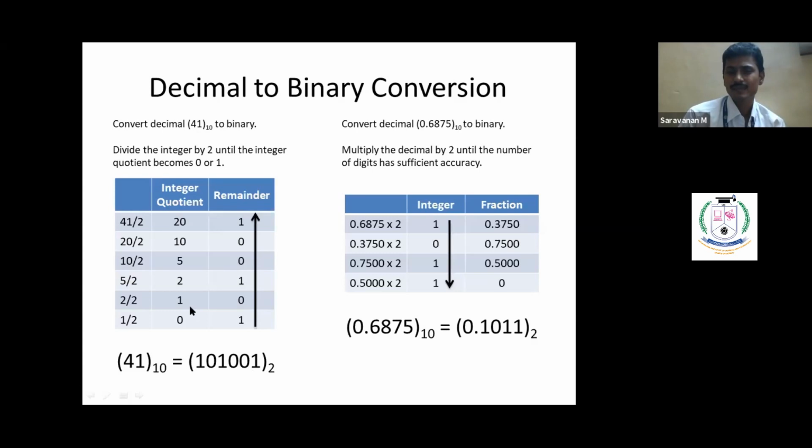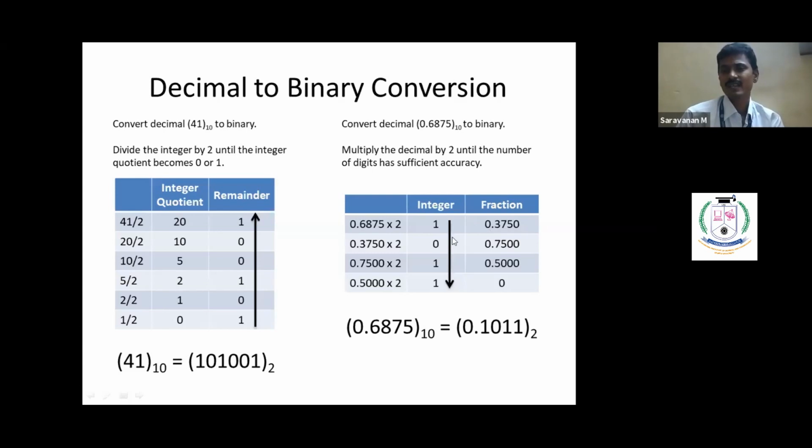This is for the integer part, and for the decimal part, the logic is reverse. Instead of dividing by 2, what we need to do is multiply by 2. Take the decimal part 0.6875 and multiply by 2, and we get 1.375. Break this into two portions, integer separately, fraction separately. So 1 is the integer, 0.375 is the fraction.